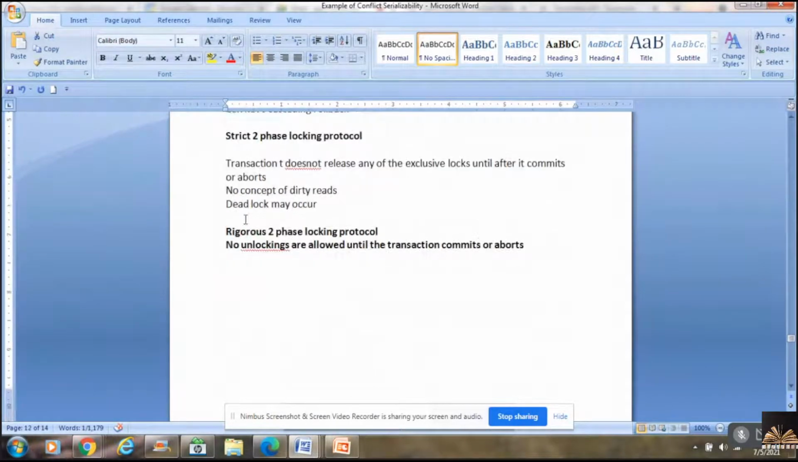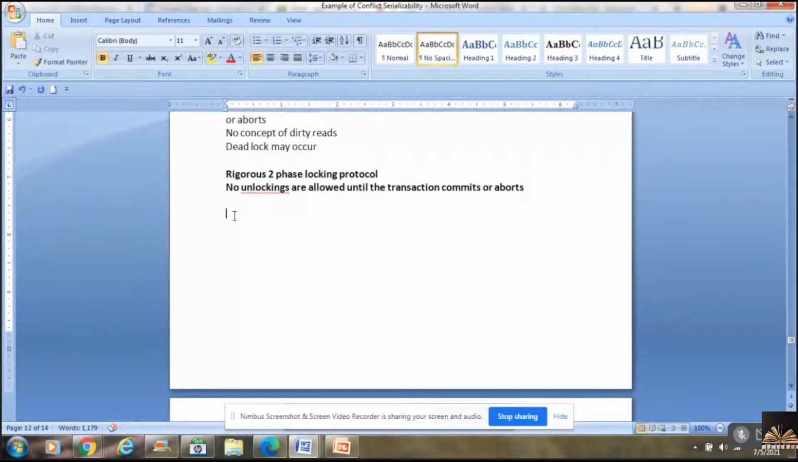And next we have rigorous two-phase locking protocol. This is a bit more stricter version of your strict two-phase locking protocol, which specifies that you are not allowed to unlock either a shared lock or an exclusive lock until the transaction commits or aborts. That is the concept of your rigorous two-phase locking protocol.